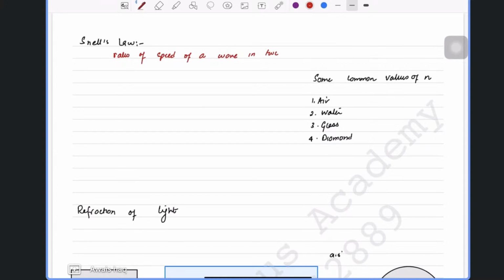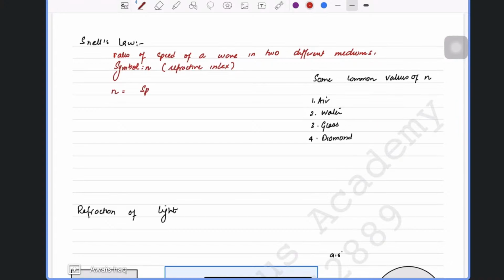in two different mediums. Luckily, one of the mediums in our problems will be just air. So the symbol of this is N, where N is called the refractive index. So N has two formulas.